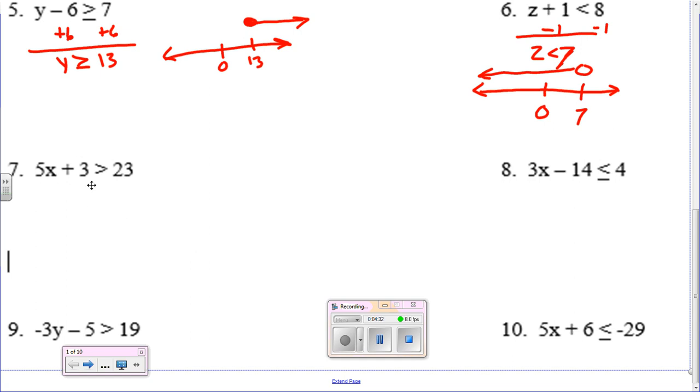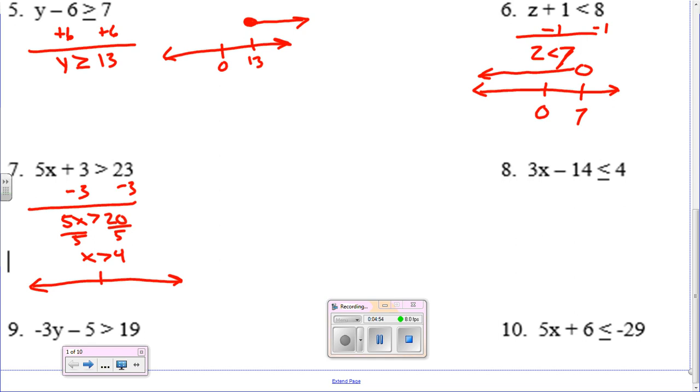It's 2-step, so the first thing you have to do is subtract the 3. That gives you 5x is greater than 20. Then you divide by 5. You get x is greater than 4. Zero, 4. It's just a greater than, so it's an open circle and it goes to the right.